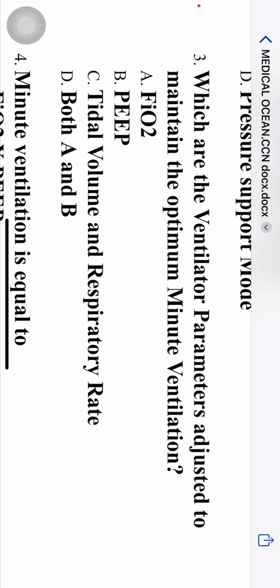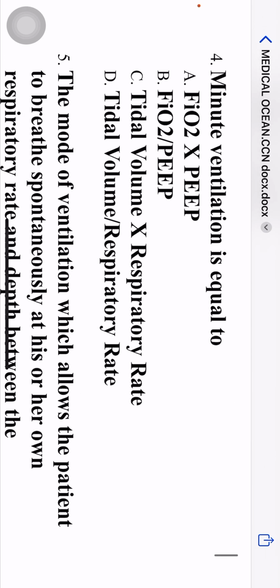Option A, FiO2. Option B, PEEP. Option C, tidal volume and respiratory rate. Option D, both A and B. The correct option is: the parameters adjusted to maintain optimal minute ventilation are tidal volume and respiratory rate. So option C is the correct option.